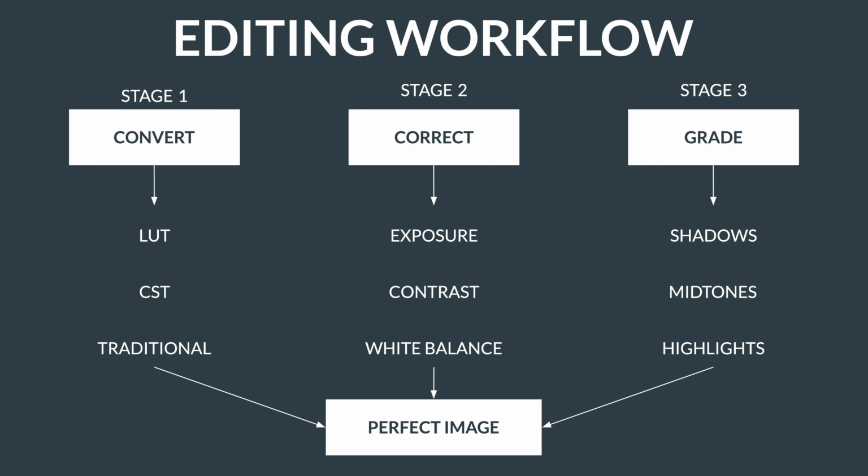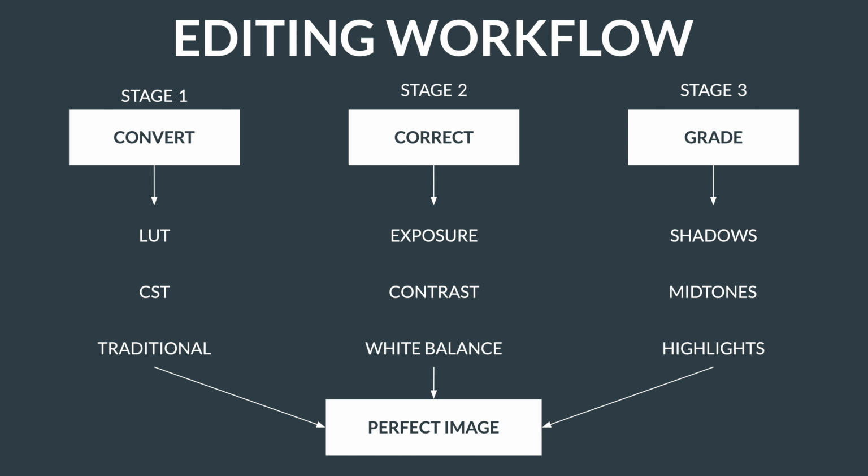You start by converting your image. In DaVinci Resolve, you will convert your image using a CST, which is a color space transform, a LUT, which is what I've created and what I use the most, or the traditional way of adding your own contrast and color. Follow this as step 1 in your processing stage in any NLE, and this will result in a converted image. Next, we will move to stage 2 of the processing phase, which is correction.